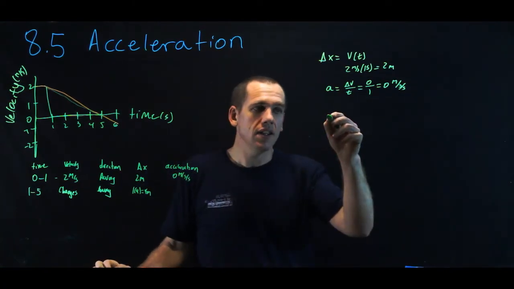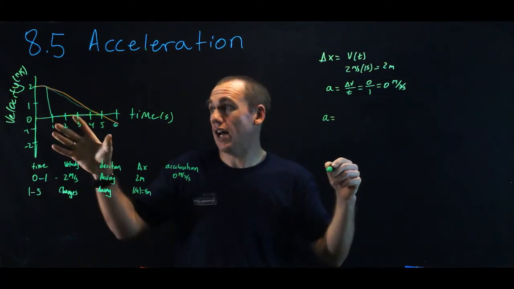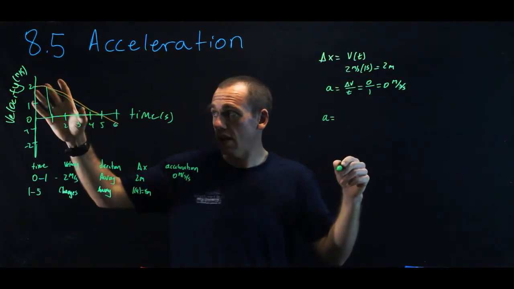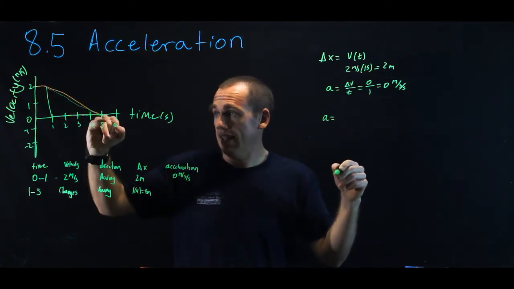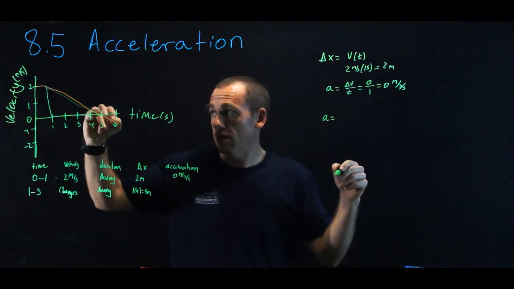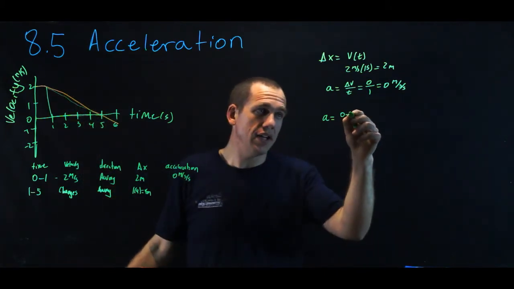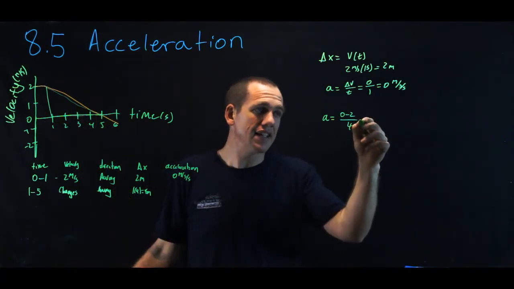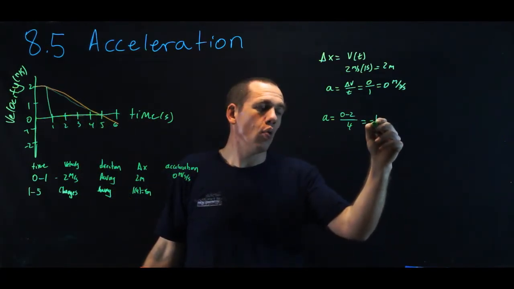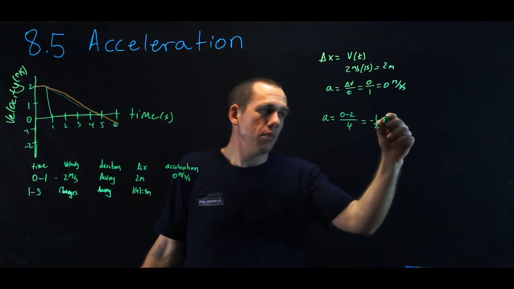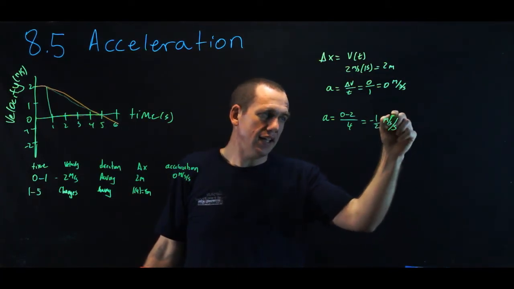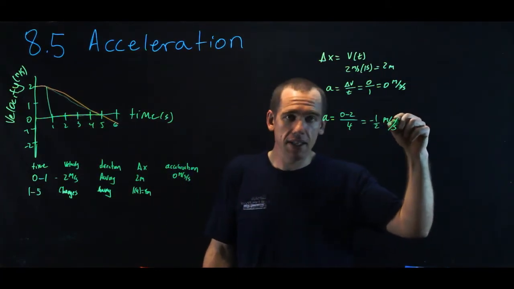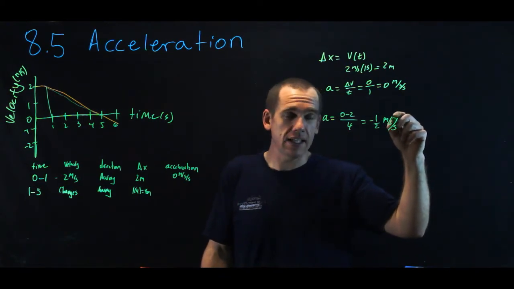For this one, the acceleration, which is the change in velocity divided by time, that change in velocity is final velocity, which is 0 minus 2, so 0 minus 2 over how much time it took. 1 to 5 seconds is 4 seconds. This is equal to -1/2 meters per second per second. Now remember, that unit means how much the velocity changes by each second.